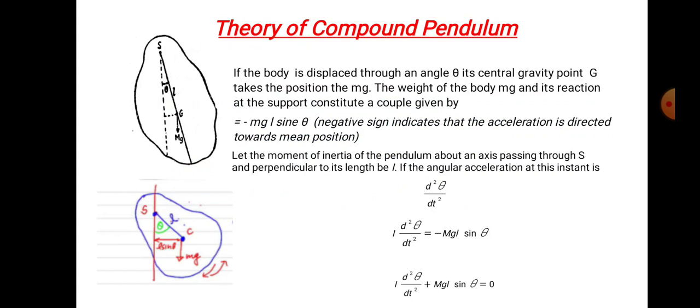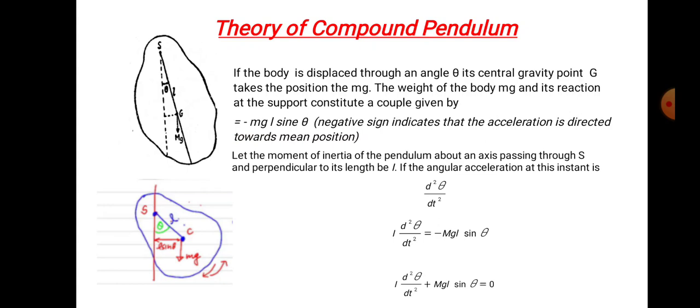Why am I taking the negative here? The negative sign indicates that the acceleration is directed towards the mean position. Now let the moment of inertia of the pendulum about an axis passing through S, perpendicular to its length, be I.